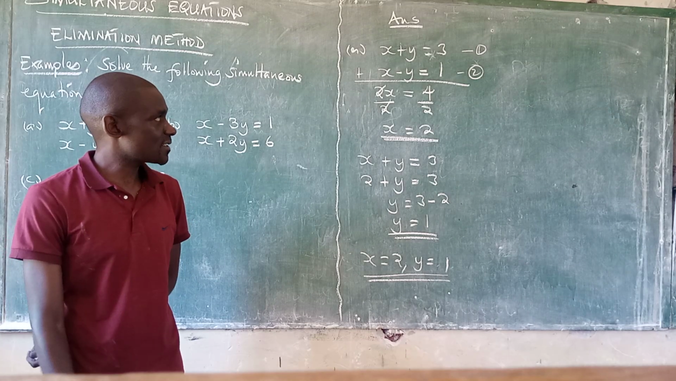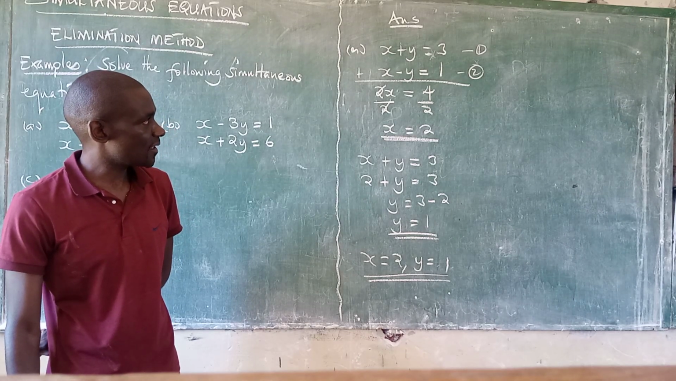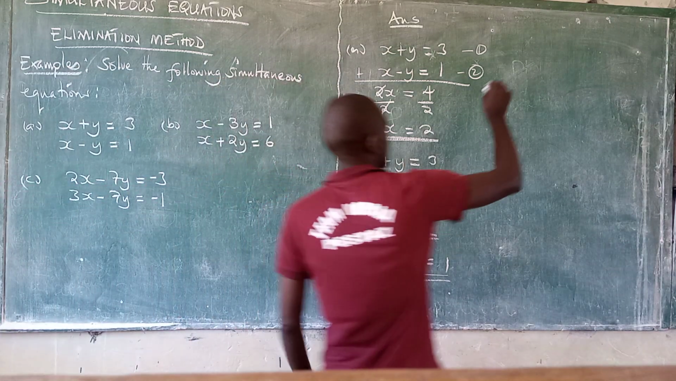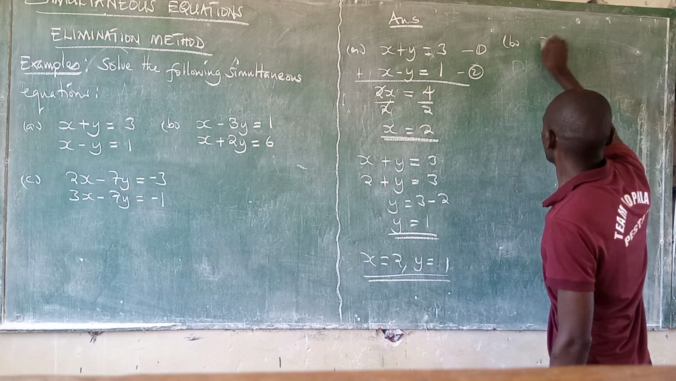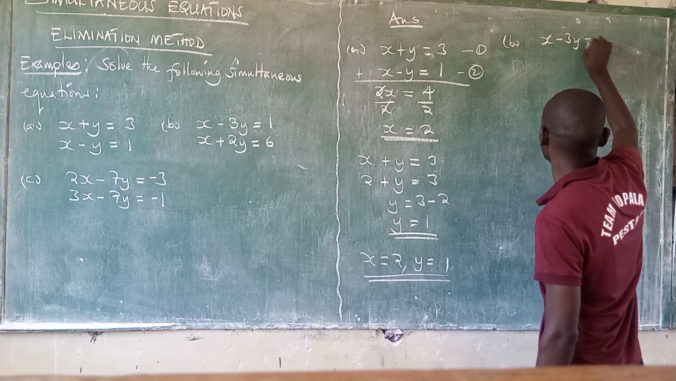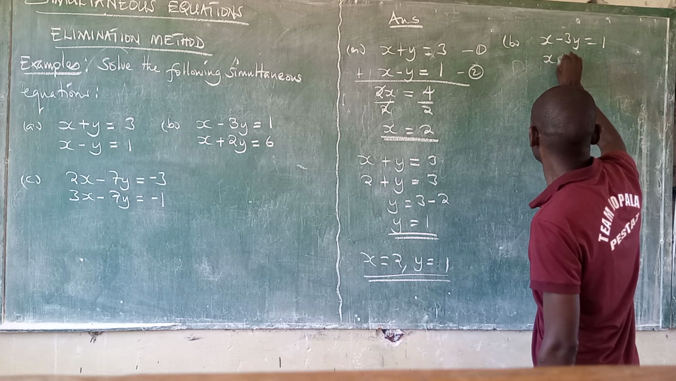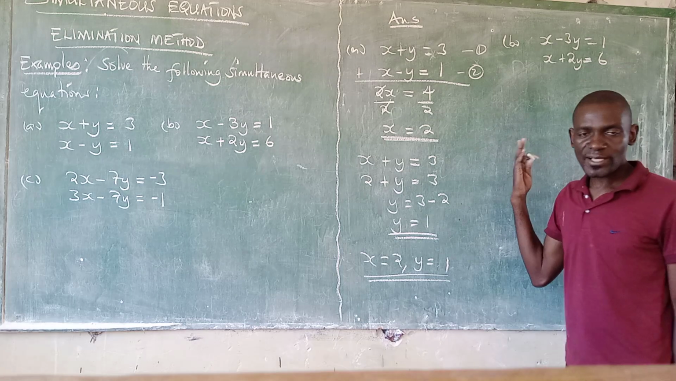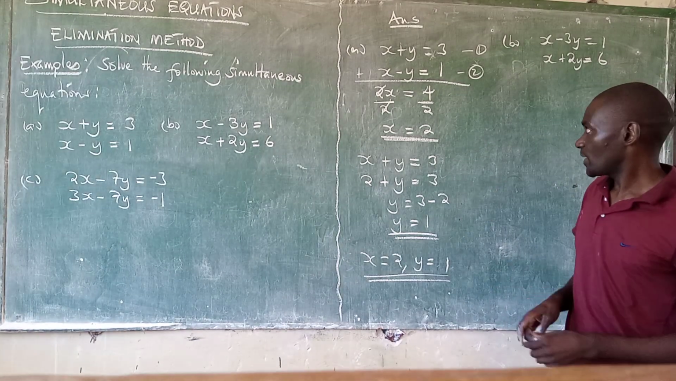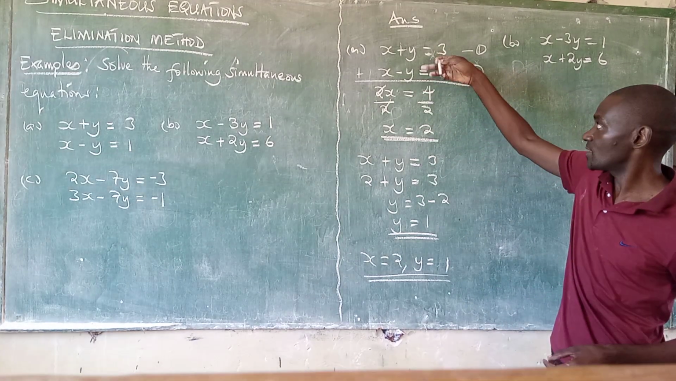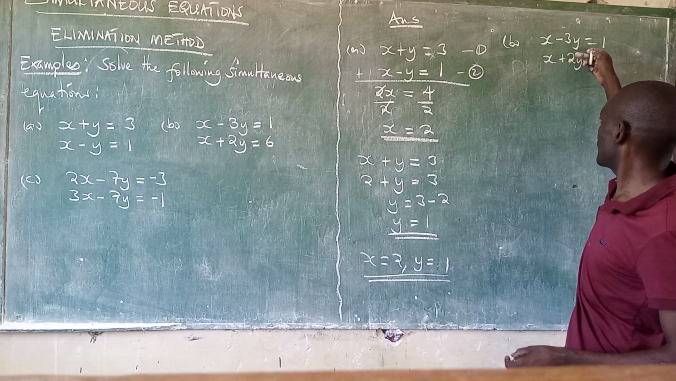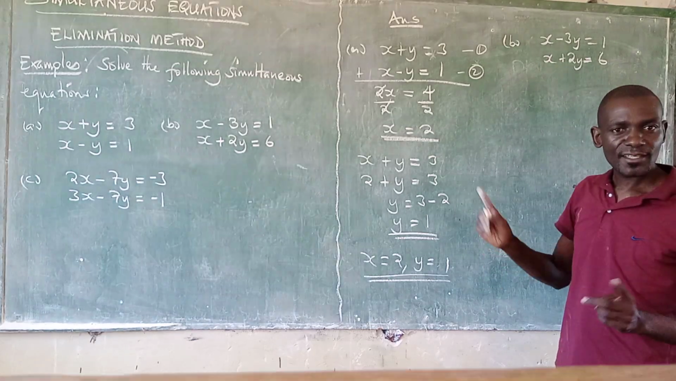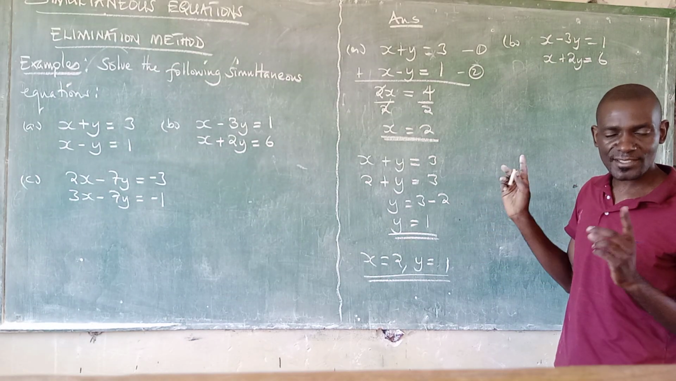Then we can also look at the other part, that is b, which is here. So let's say x minus 3y is equal to 1, x plus 2y equals 6. Now, this one is a bit different from the one that we had. Here we had the coefficients being the same, but if you look at this one, we have different coefficients. Where the coefficients are the same, the signs are also the same.